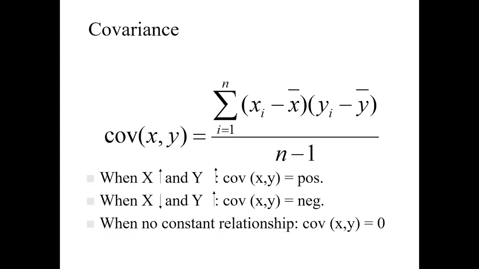The covariance is positive if x increases and relatively y also increases. If x and y are changing in opposite directions, that is, if x is decreasing, y is increasing, or if x is increasing, y ultimately decreases, hence it is known as negative covariance. If there is no consistent relationship between x and y, the covariance is going to be 0.